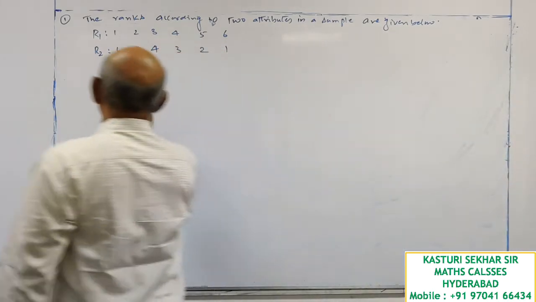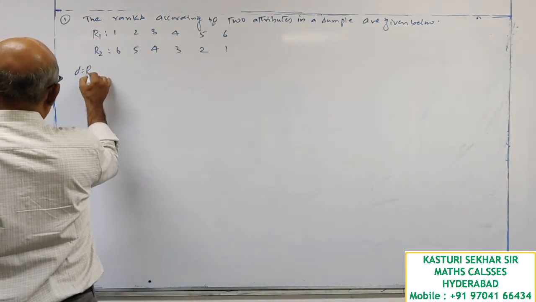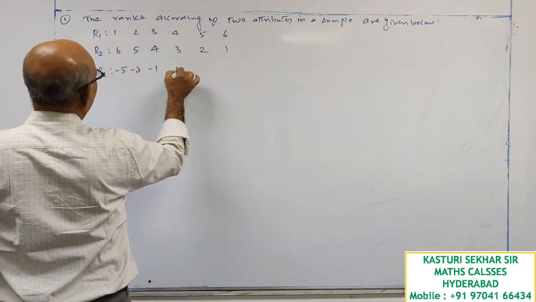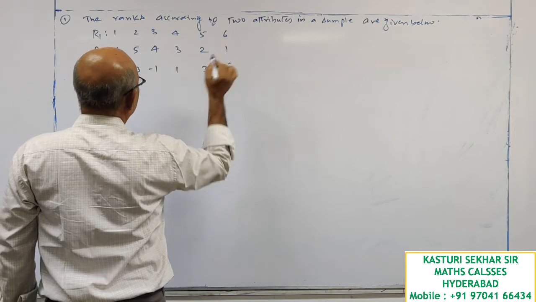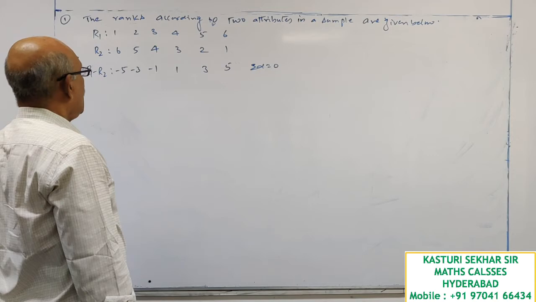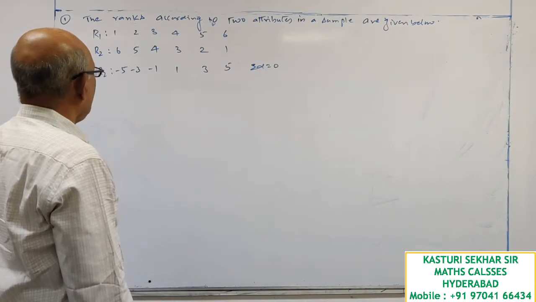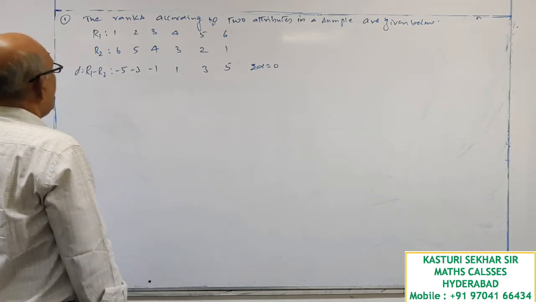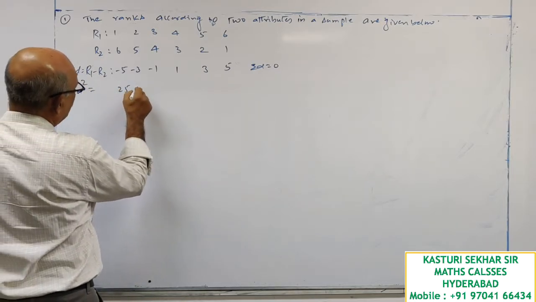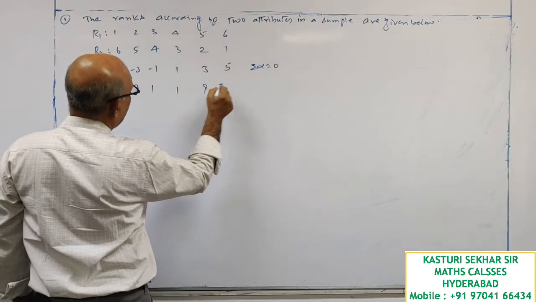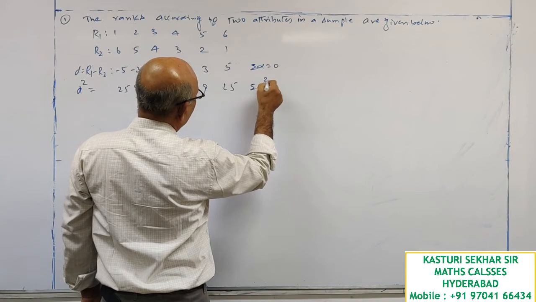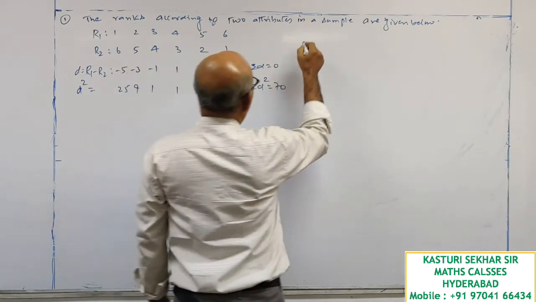Let us see. D is equal to R1 minus R2: -5, -3, -1, 1, 3, 5. So summation of D is equal to 0. D square: 25, 9, 1, 1, 9, 25. So 35 and 35, 70. Summation of D square is 70.